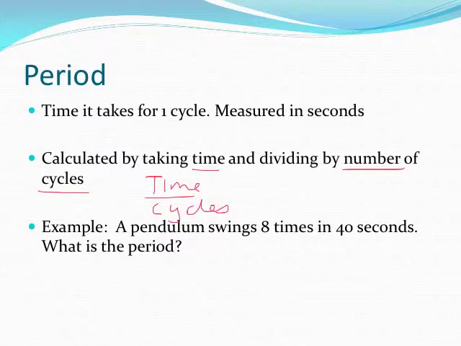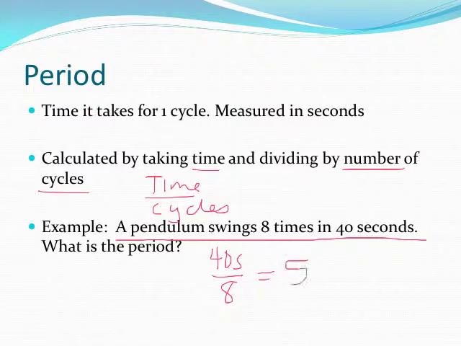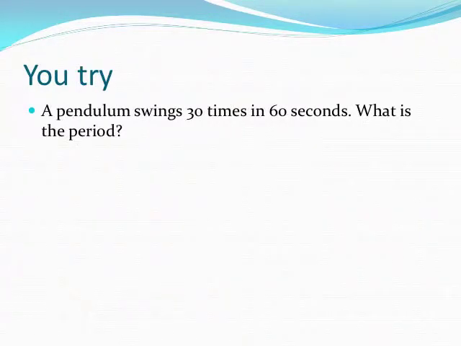So this statement here, I could give this to you and ask you either what is the period or what is the frequency. And how you do it is dependent on remembering these rules. So a pendulum swings 8 times in 40 seconds. Should you divide 8 by 40 or 40 by 8? Based on time always being on top, it should be 40 seconds divided by our 8 cycles, which gives us 5 seconds. Okay?